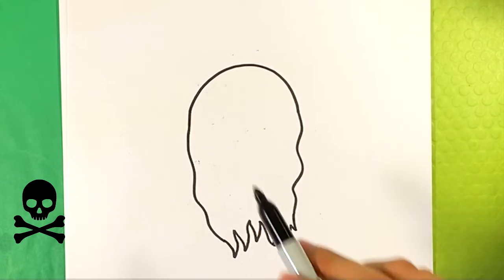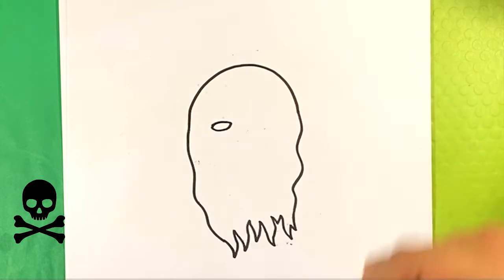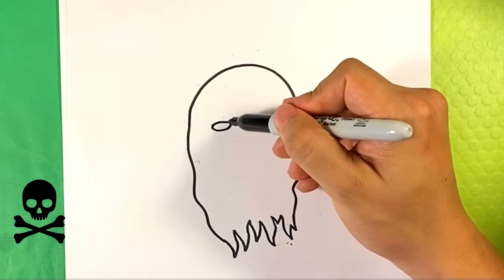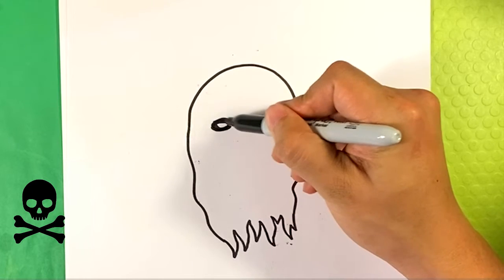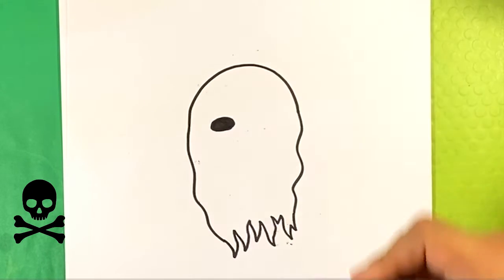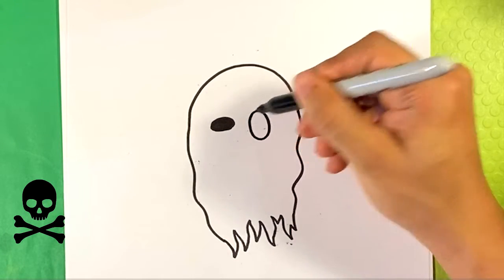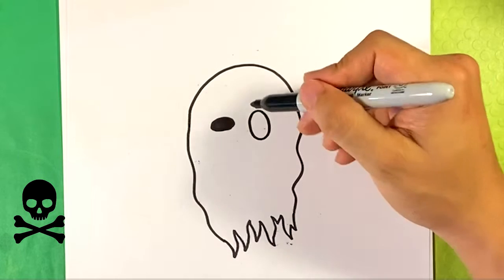Alright, I'm gonna go over to the ghost itself and draw one eye over here, and I'm gonna draw different sized eyes. So this one's gonna be more like an egg on its side, right, for that eye. And I'm gonna fill it in, why not? And then this one's going to be bigger, like an egg standing up.